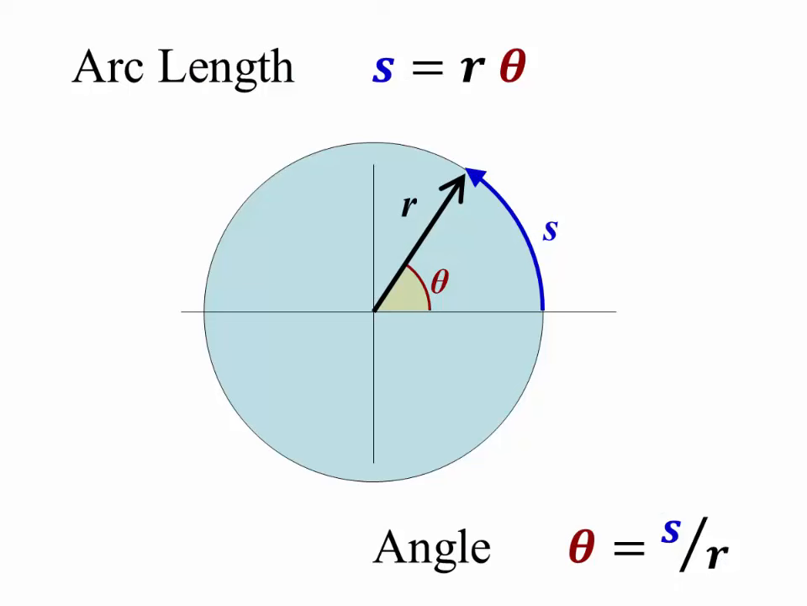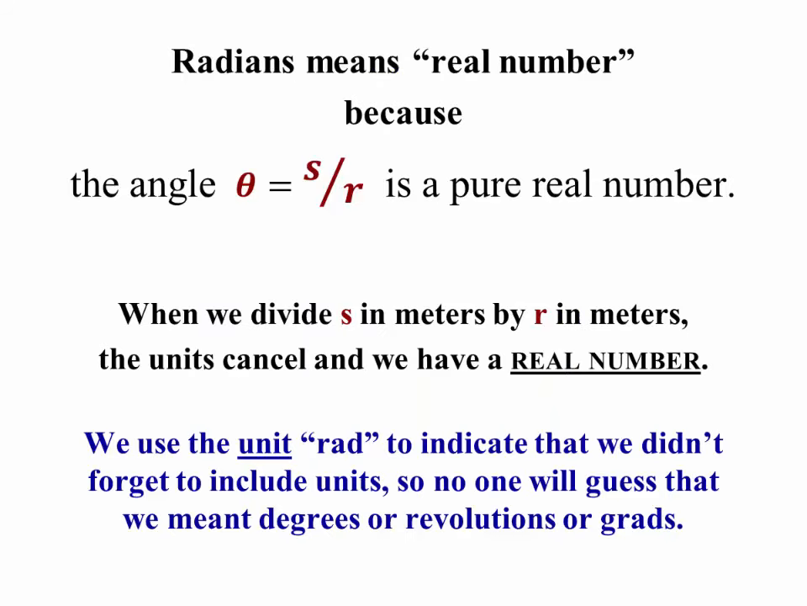The reason is it comes from the arc length formula. S equals r theta is only valid when theta is in radians. And in fact, it also defines the angle theta as S over r. In fact, radians means real number because when you measure that angle by S over r, it comes out to be a pure real number. You divide S in meters by r in meters, and the units cancel, so we just have a plain old number left over.